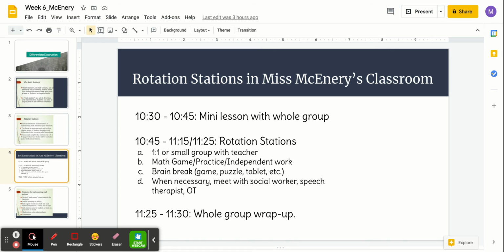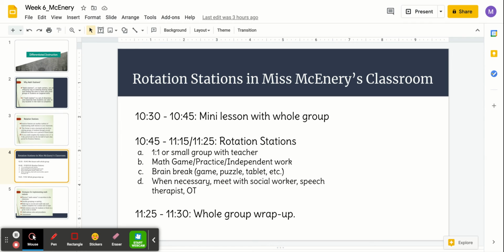And things like that. Then sometimes when it's necessary, if our social worker, speech therapist, or OT needs to meet with any of the students, I will just add in an extra rotation, and that is when they get to meet with my students. So it's again very flexible. Love rotation stations. They seriously provide that structure throughout my day, and I cannot speak any more highly of it.